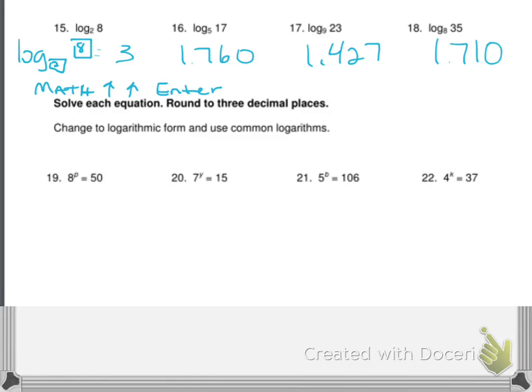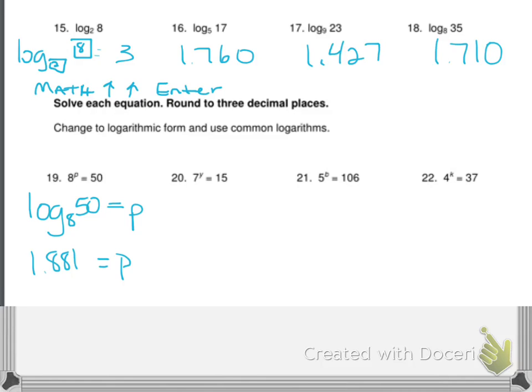Okay, so now here, the next few problems are like the entire reason we do this. It's to solve an equation where we don't know what the exponent is, but it's not a whole number. So for number 19, I want to know 8 to the what power is 50. So I can get close. I can say that, okay, 8 squared is 64, so it has to be less than 2. But otherwise, I would not know how to do this. So if I change it to log form, log base 8 of 50 equals P. Now I use my log base button, log base 8 of 50, and you get 1.881.